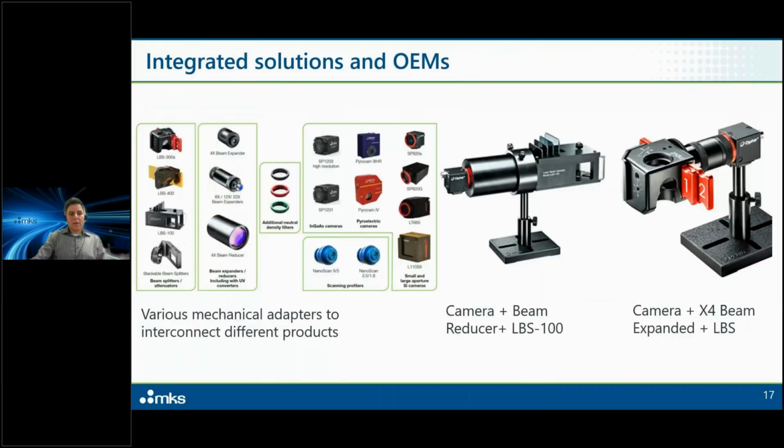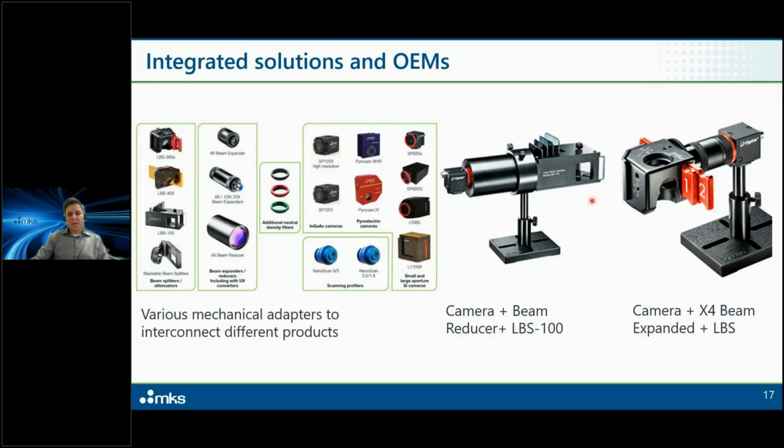So in general, Ophir attempts to release all the products to be interconnected. Here are a couple of examples of this connection of our products. We use the LBS laser beam splitter with the 4x beam expander and a camera to both reduce the power and expand the beam to increase resolution.